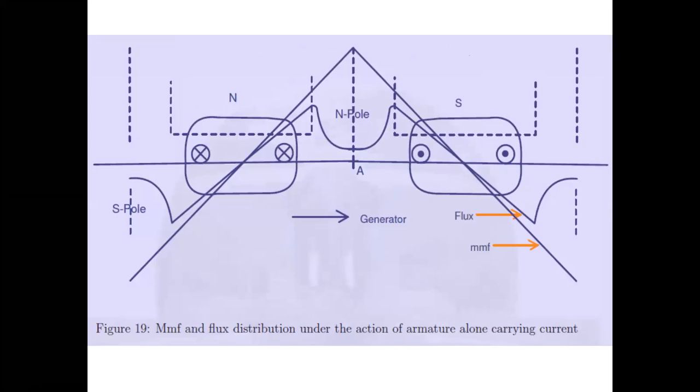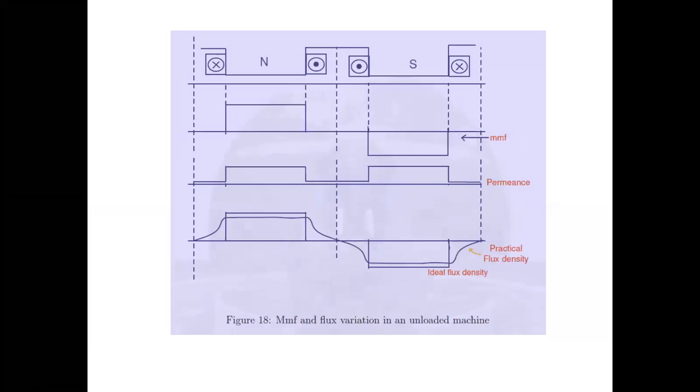MMF and flux distribution on the action of armature alone carrying current. It is the flux wave. Already I told you, it is a trapezoidal wave. The flux wave is not exactly square shape. It is a trapezoidal wave.